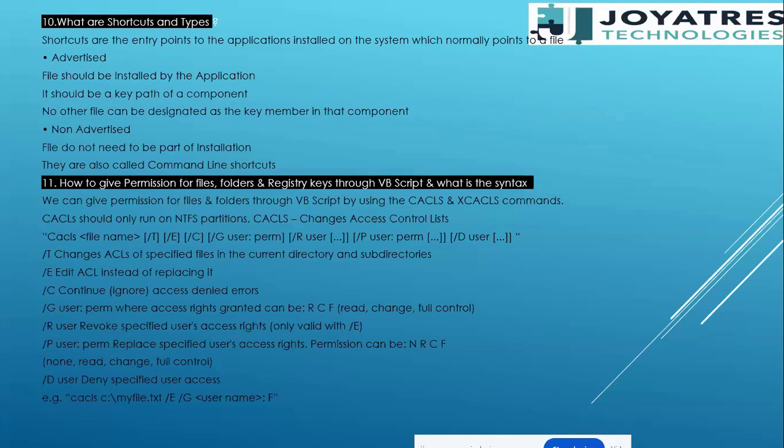You can do it via PSADT as well. It is a simple command, but via VB script, if you are trying to give permission, then you have to use the CACLS and XCACLS command. CACLS stands for Change Access Control List.